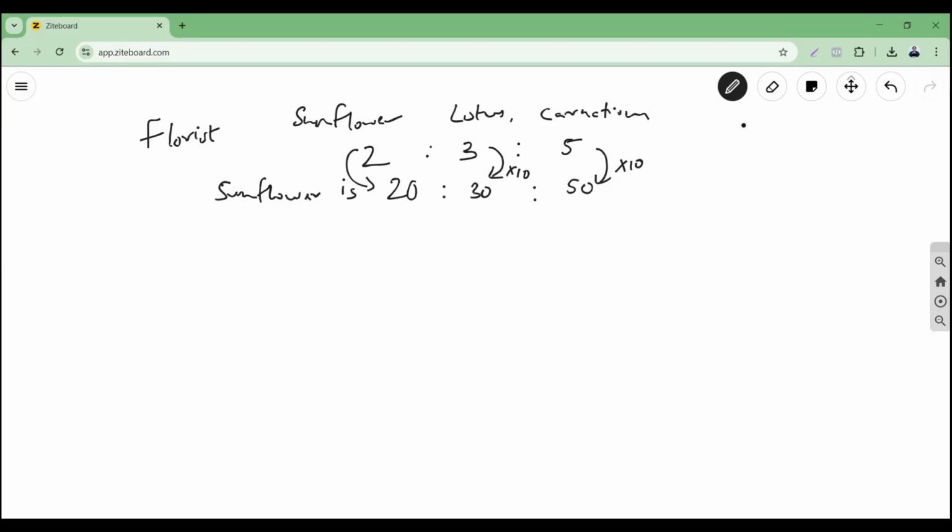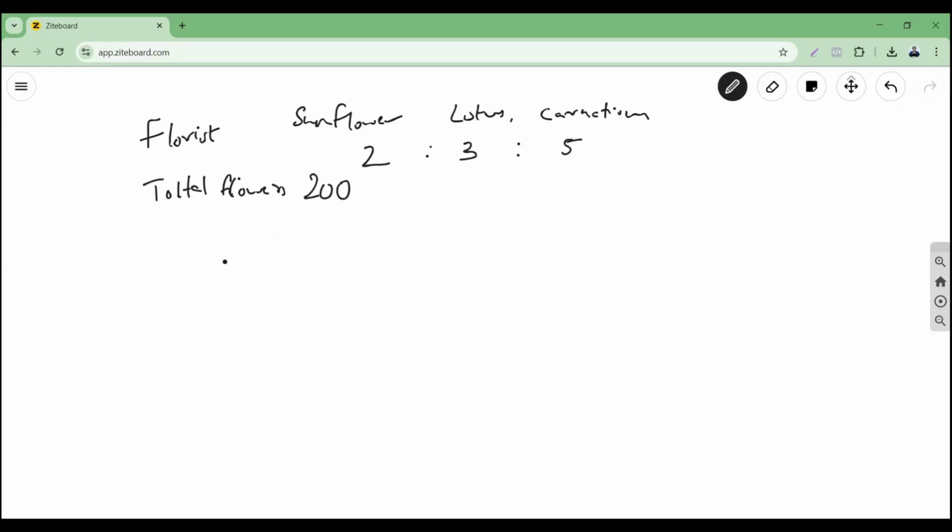Or let's say, instead of saying the sunflowers are so many, he knows that the flowers are in the ratio of 2 is to 3 is to 5, and the total flowers he has is 100. No, let's say 200. Then how many lotuses are there? Only that he wants to know. Now, what can he do?